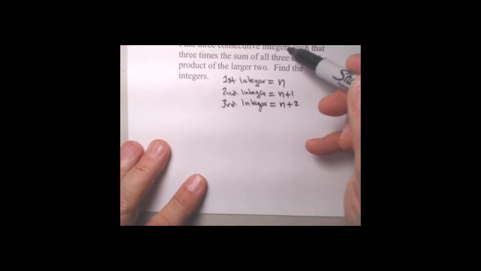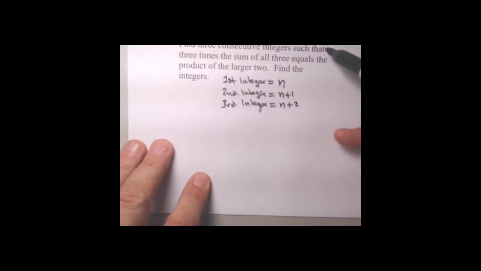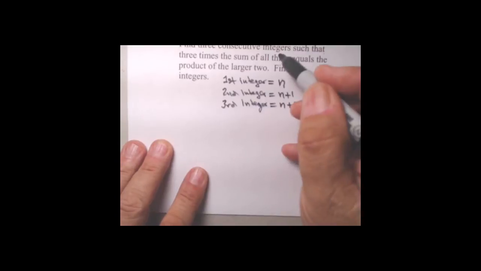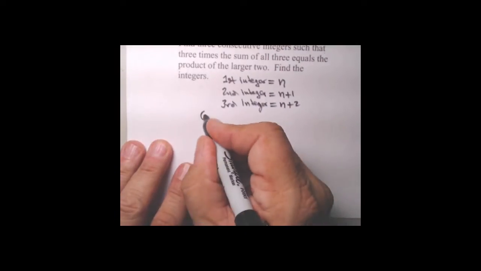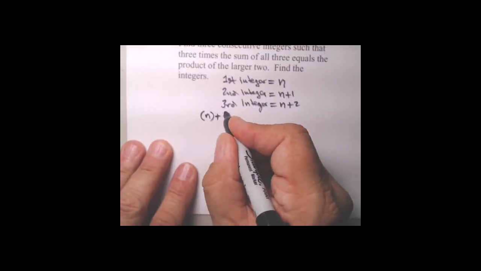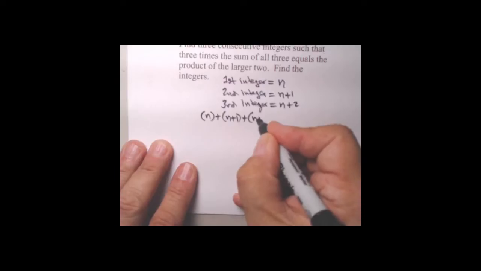So now such that 3 times the sum of all three equals the product of the larger two. 3 times the sum of all three. Well, first off, if we sum them all up, I'm going to have n plus 1 plus n plus 2.